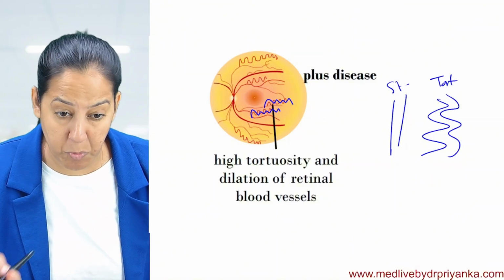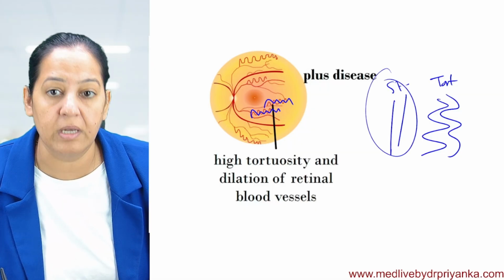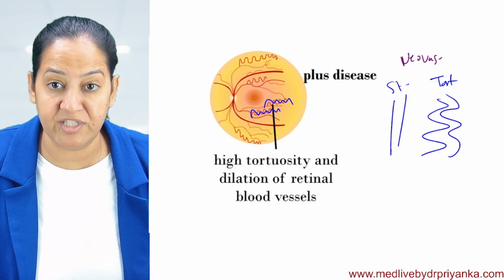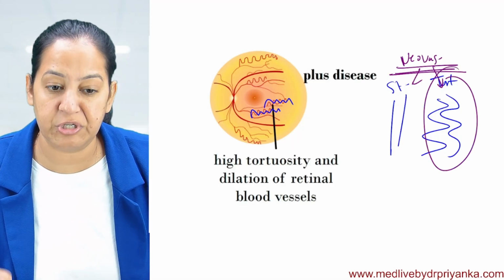If they are tortuous, they are more dangerous. There are high chances they will rupture. If they are straight, there are fewer chances they will rupture. So the problem is neovascularization, the new blood vessels which are formed. Are they straight or are they tortuous? If they are tortuous, it's a plus disease.